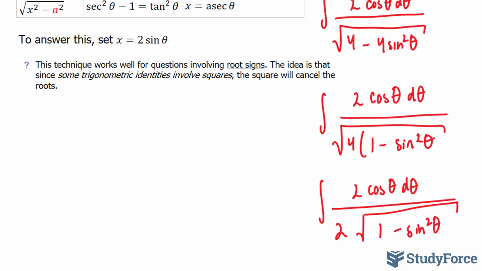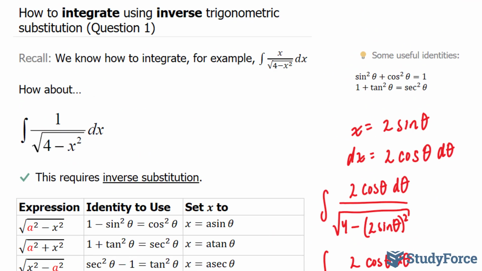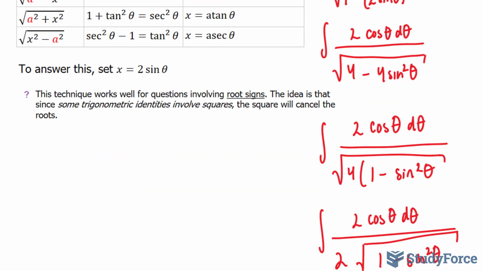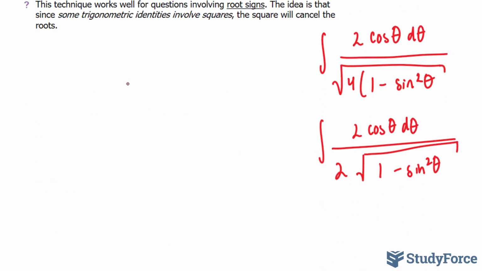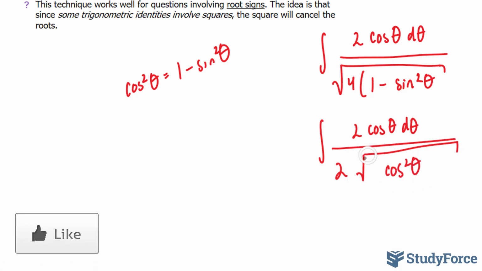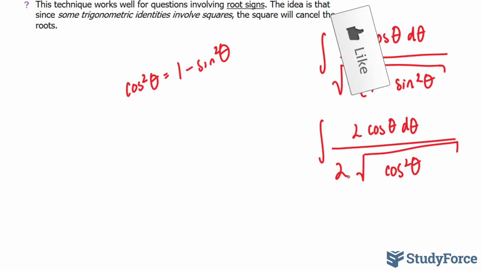Now, I made a mention up here, and I haven't discussed it yet, but some useful identities really help with these types of problems. Notice the first one, sine squared theta plus cosine squared theta is equal to 1, and we're going to use that now. Cosine squared theta is equal to 1 minus sine squared theta. So I will replace this part with cosine squared theta, and if I do that, I end up with the square root of cosine squared theta. This part right here now becomes simply cosine theta, right? Because you're square rooting a square.